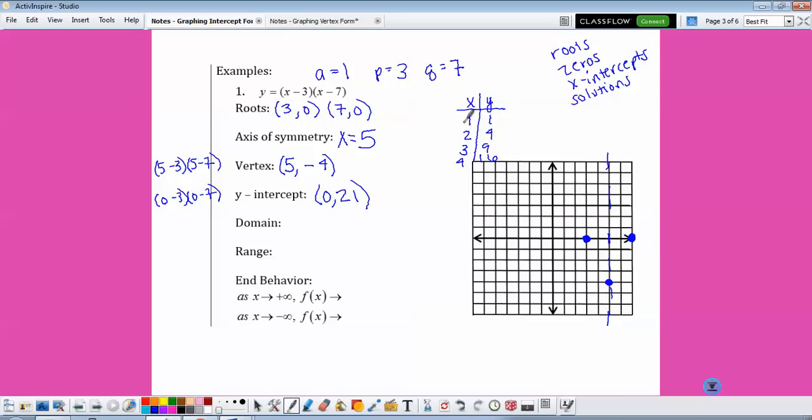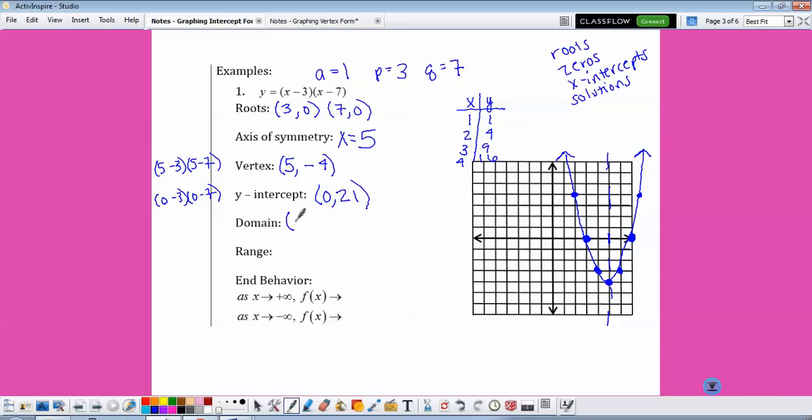So now we're going to follow the pattern. A is 1, so that's not going to change any of my y values if I multiply by it. So 1 squared is 1, 2 squared is 4, that dot's already there, 3 squared is 9, and then the points that don't have a reflected one, I'm going to fill those in. So that one, that's already there, 1, 2, 3, 1, 2, 3. Connect the dots, and then draw arrows on the ends.